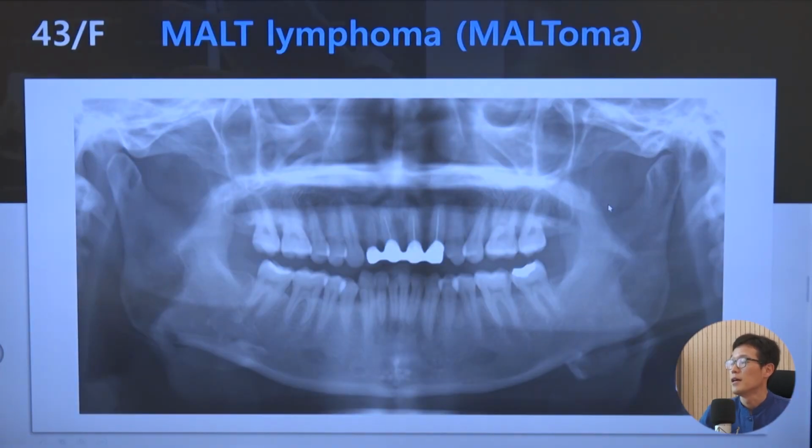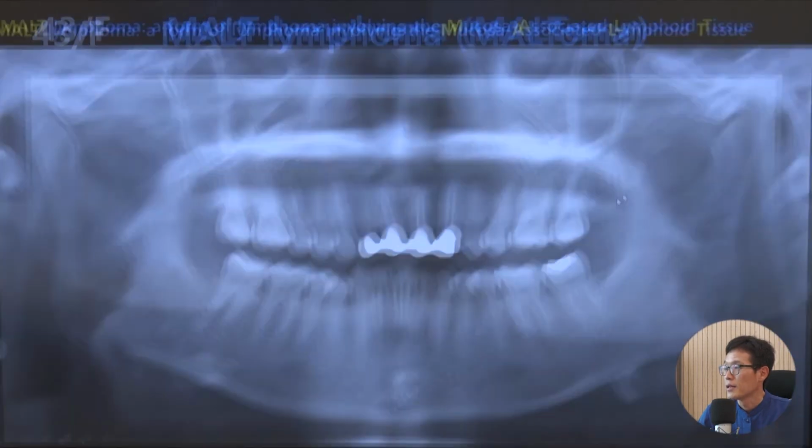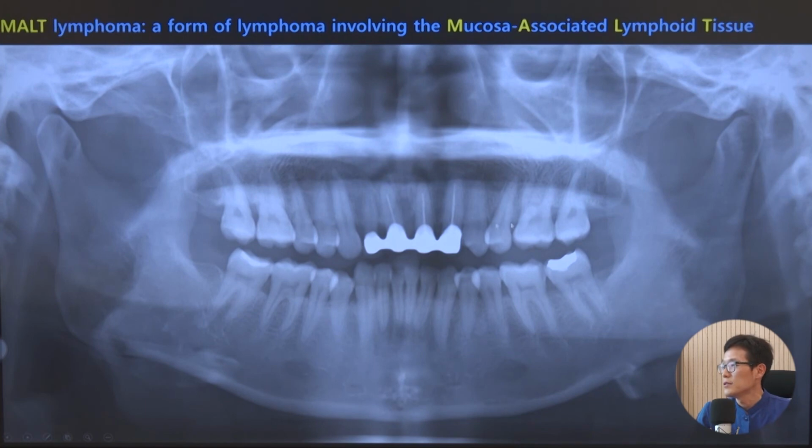Another patient, a 43-year-old female. This was a case of MALT lymphoma. MALT lymphoma is a form of lymphoma involving the mucosa-associated lymphoid tissue. But on this panoramic radiograph, the apparent loss of lamina dura is not demonstrated, but we can see widening of mental foramen on both sides of the mandible.